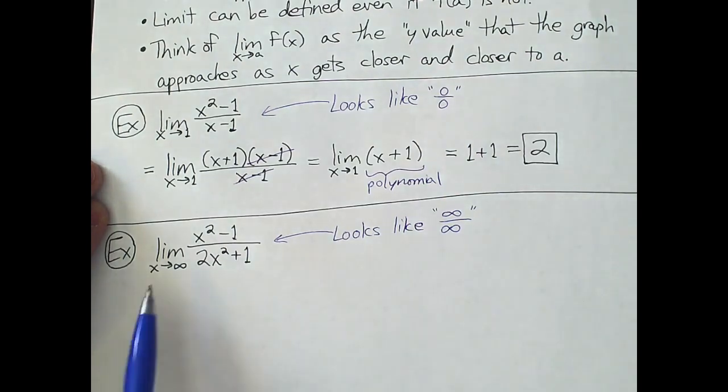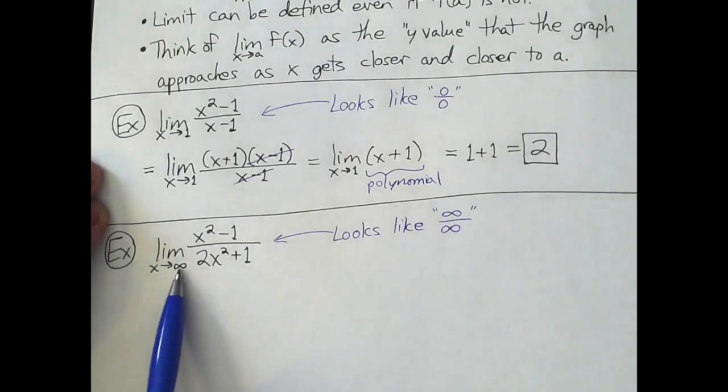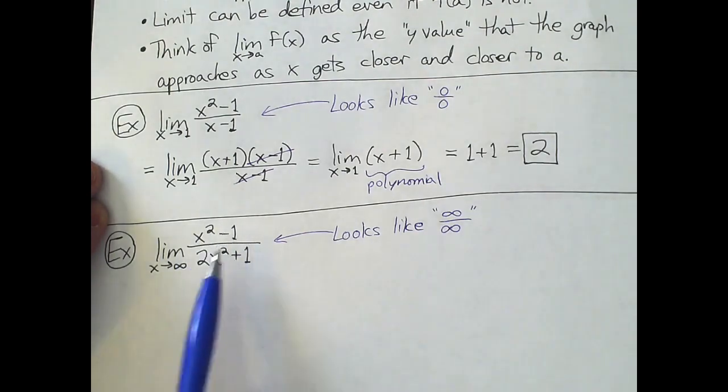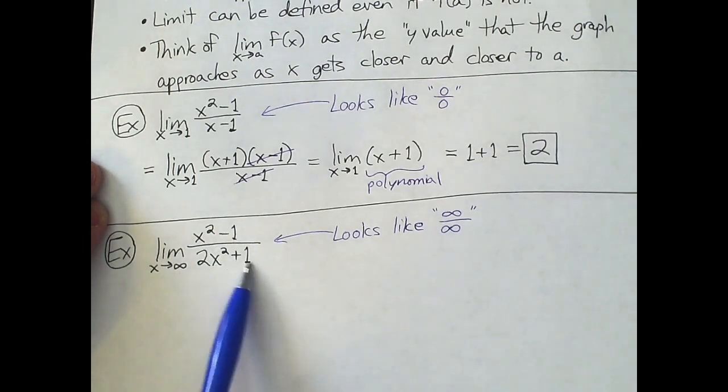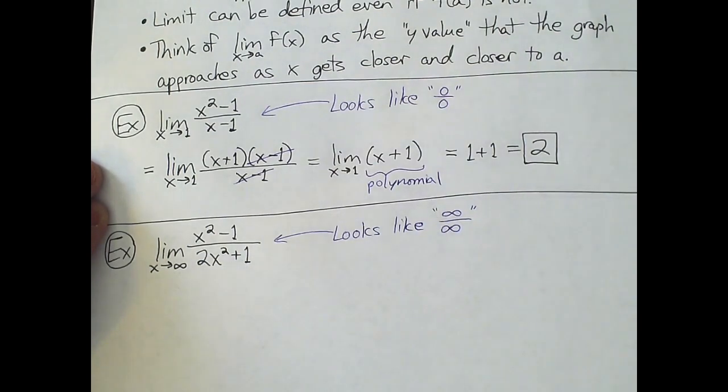But that's just what it looks like at first glance, because I'm imagining this numerator, x squared. If x gets incredibly large, then x squared gets incredibly large. The minus 1 is pretty insignificant. And then on the bottom, the x squared gets incredibly large. The little plus 1 is pretty insignificant. Yeah, it kind of looks like both the top and the bottom are approaching infinity.